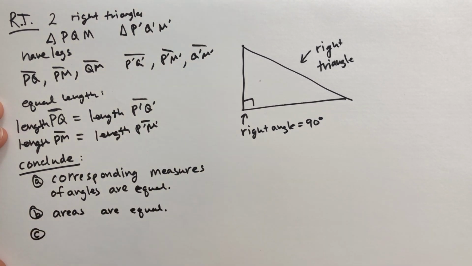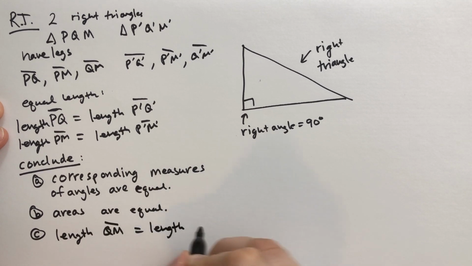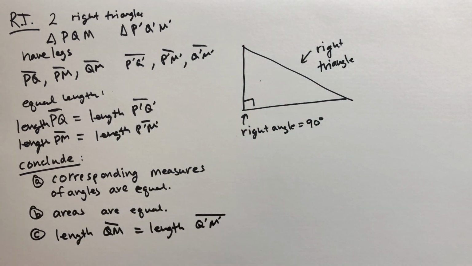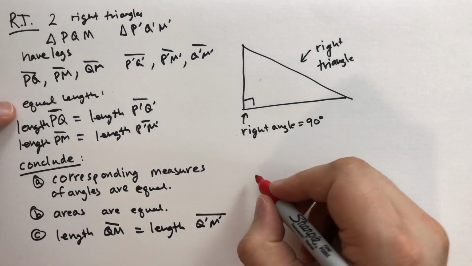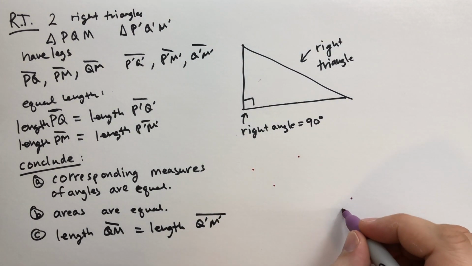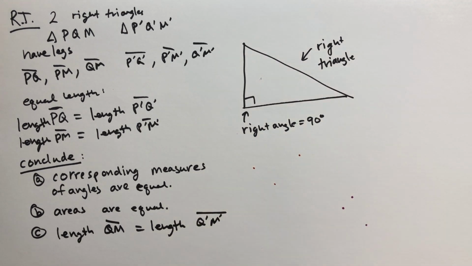And C, we can conclude that the length of QM is equal to the length of Q prime, M prime. Okay, what does it say? This is a fairly involved exercise, but QPM over here, and then over here we'll have a different triangle. I'm trying to make it equal, but I'm not very good at it. Okay, suppose that they were equal.